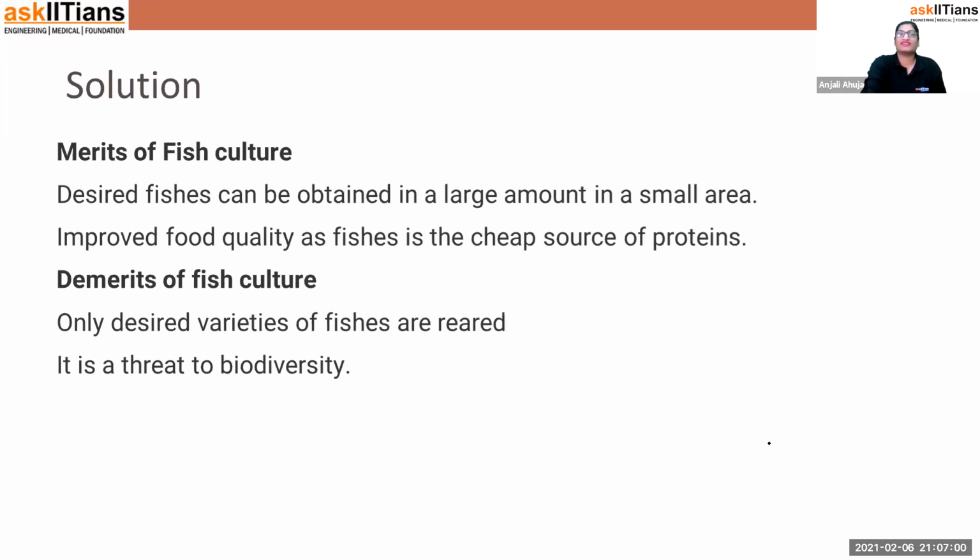Actually, I will not consider it as a demerit. It's a threat to biodiversity. That's the most important one. I don't have to talk about the merits, I have mentioned that before. But among the demerits, you can also say that we are growing the fishes in a very small region. It might hinder their growth, I mean the proper growth that is required.